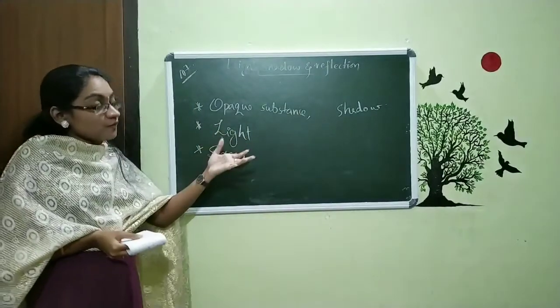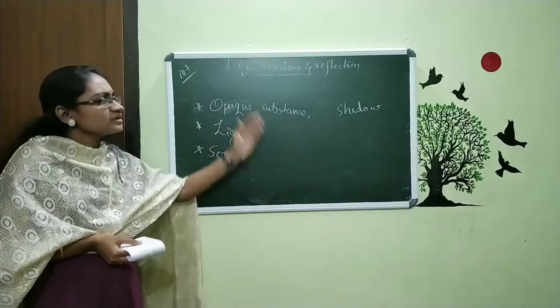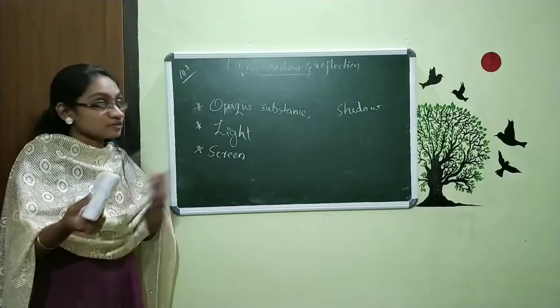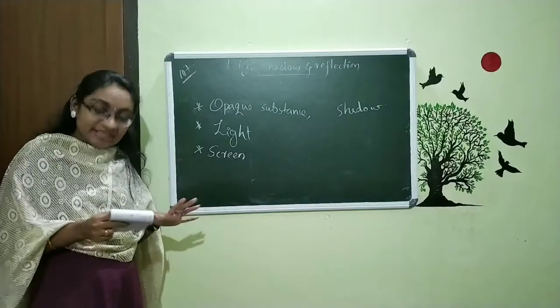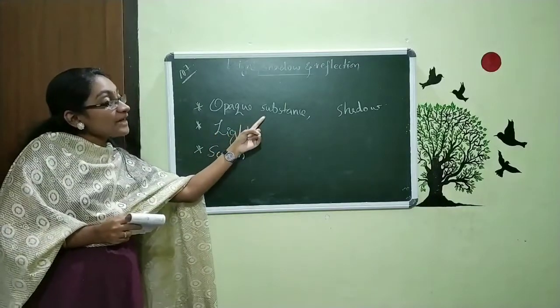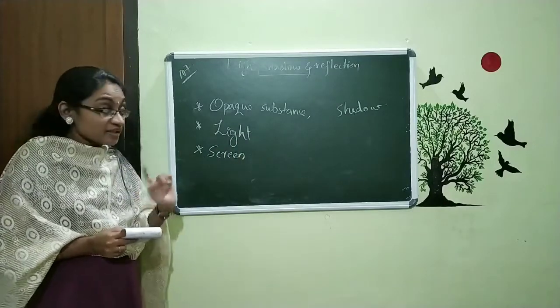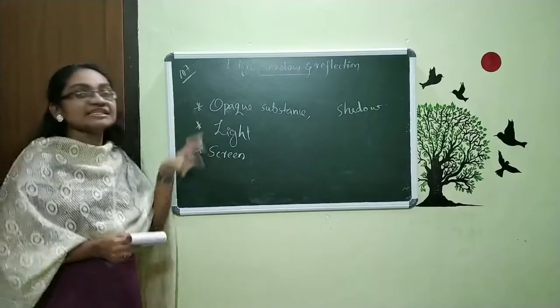That means for my activity, if there is no blackboard, if there is no wall, it is not possible to show you the shadow. It doesn't mean that no shadow is there. Actually, the presence of an opaque substance and light produces shadow. But the presence of a screen is very important to see that.